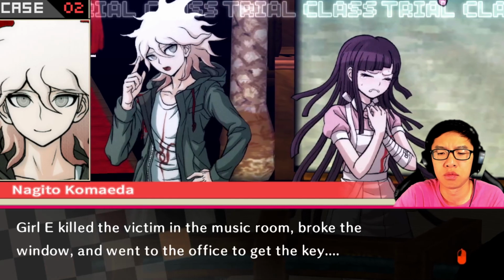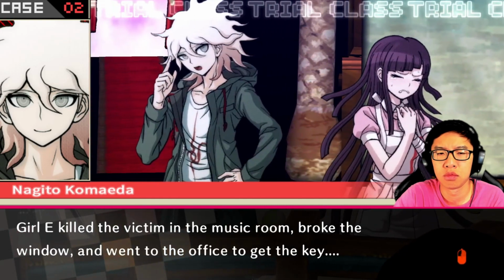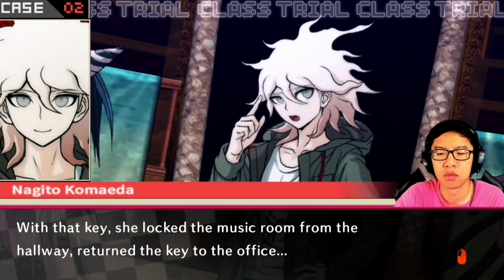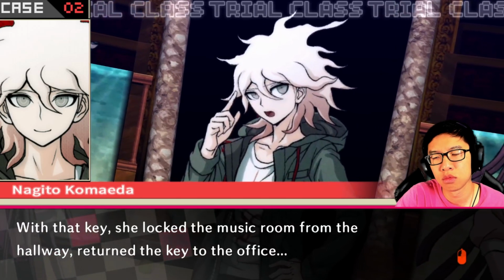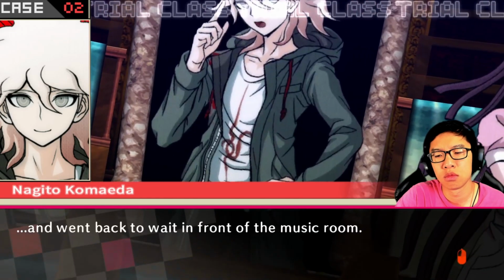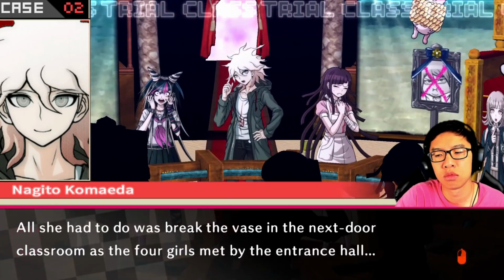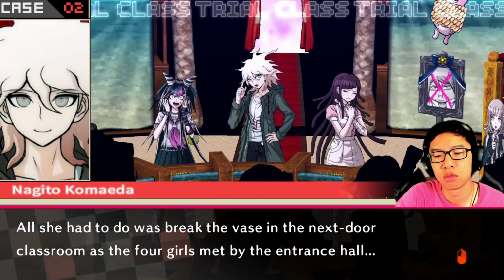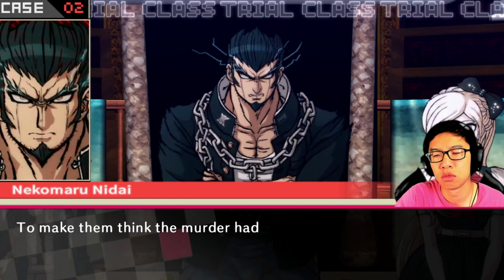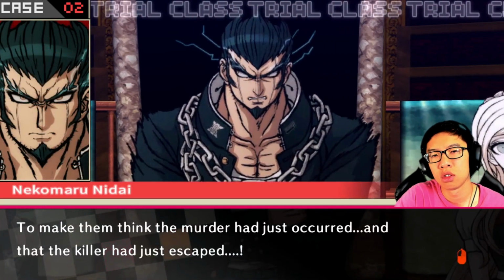Girl E killed the victim in the music room, broke the window, and went to the office to get the key. With that key, she locked the music room from the hallway, returned the key to the office, and went back to wait in front of the music room. All she had to do was break the vase in the next door classroom as the 4 girls met by the entrance hall. To make them think the murder had just occurred and that the killer had just escaped.